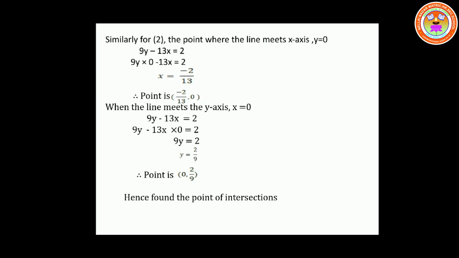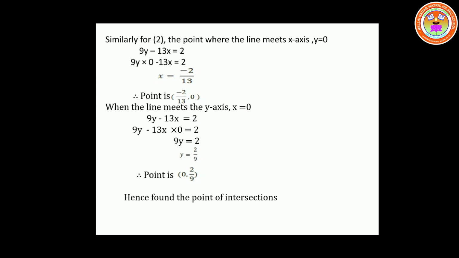Similarly for equation 2, the point where the line meets the x-axis. So when the line meets the x-axis, y will be 0. Therefore 9y into 0 minus 13x is equal to 2. So the y term becomes 0. Therefore x is equal to minus 2 by 13. Therefore what is the point? The point is minus 2 by 13 comma 0.